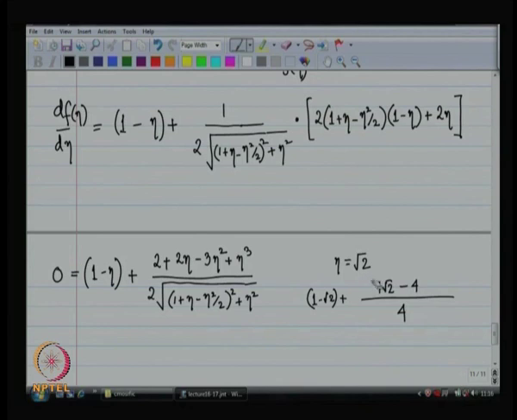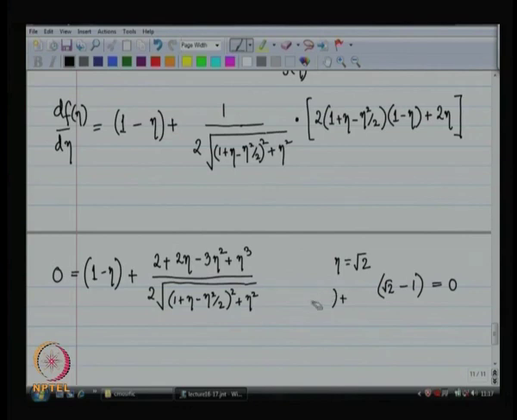You divide numerator and denominator by 4, and lo and behold you end up with 0. So, instead of solving the complicated equation, thankfully I already knew the root and I plugged it in, and I satisfied you that that is indeed a root. So, when I do plug in eta equal to root 2, I should be getting the maximum bandwidth.